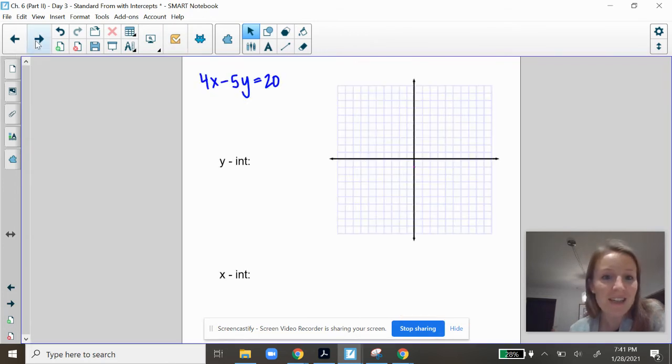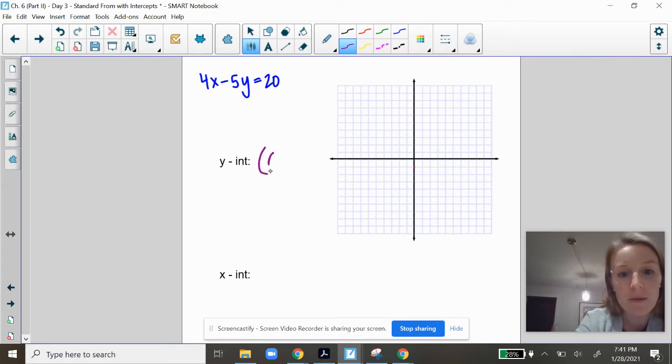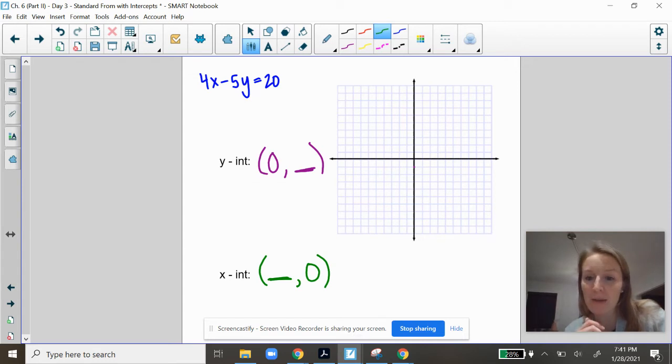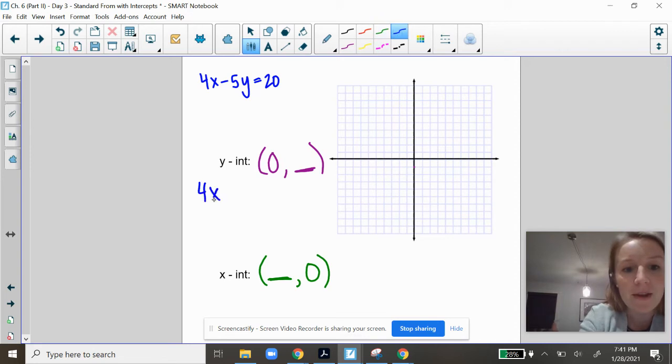So let's take this same equation and let's think about our y-intercept and our x-intercept. We know that my y-intercept is going to be whenever x is 0, and I'm going to have some value for y. I know that my x-intercept, I'm going to have some value for x, and I know when my y is going to be 0. So what I'm going to teach you right now, this little magic trick, is what we call the cover-up method. So if we think about my 4x minus 5y equals 20.